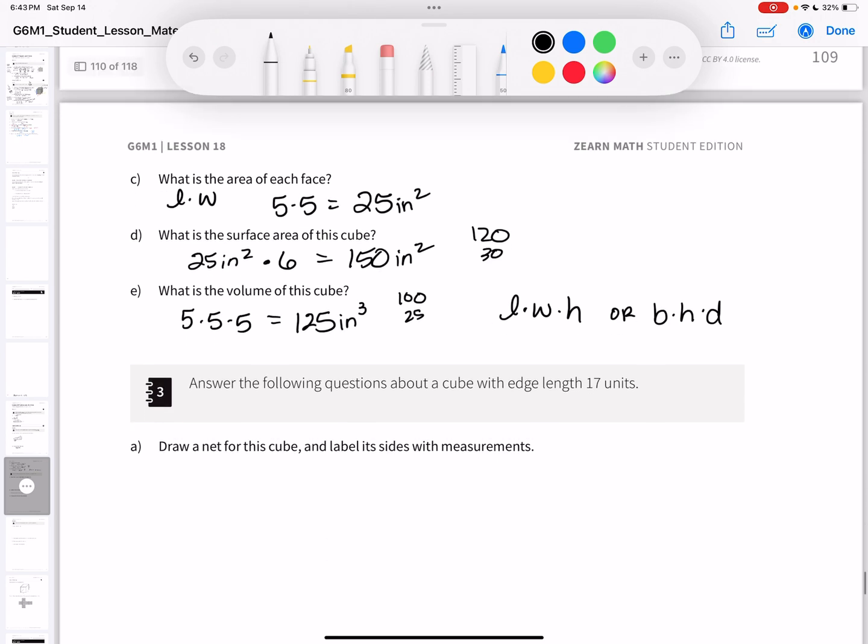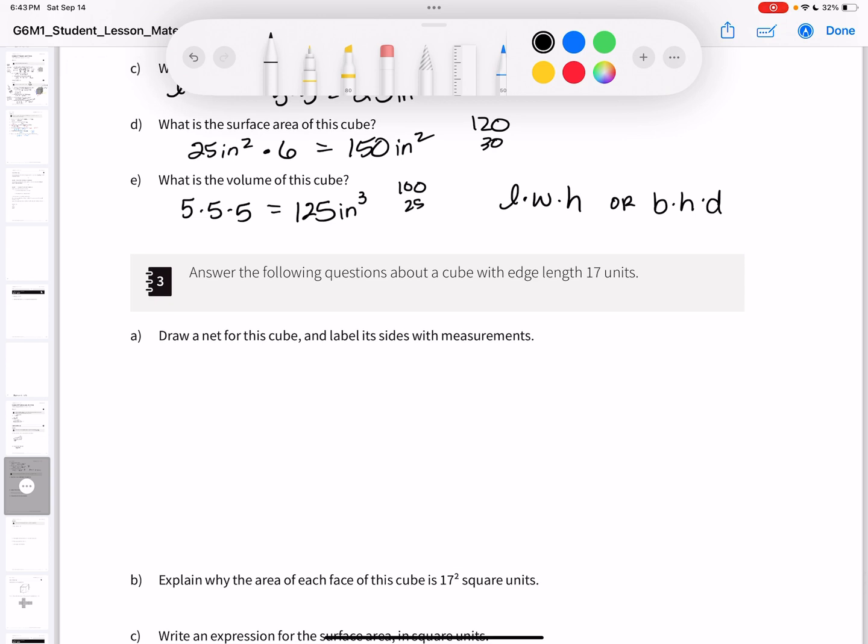All right. Answer the following questions with an edge length of 17 units. So draw a net for this cube. Watch this. 1, 2, 3, 4. Have we seen that before? We totally have. But guess what? When we draw it ourselves without graph paper, we get to decide how long it is. So each edge has a length of 17.